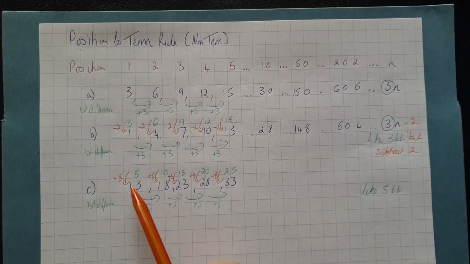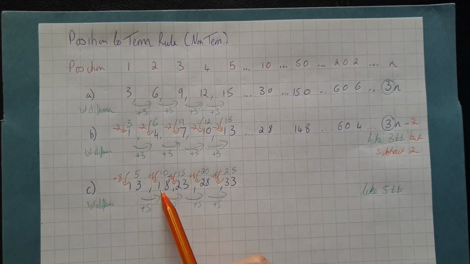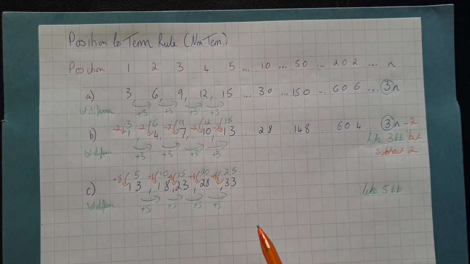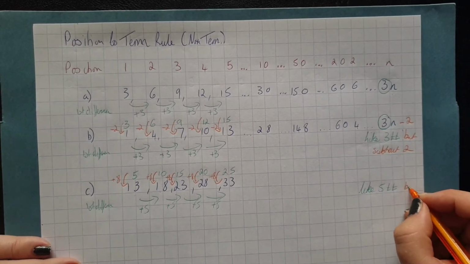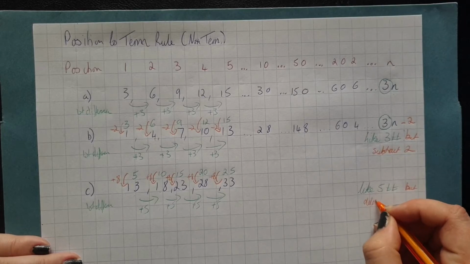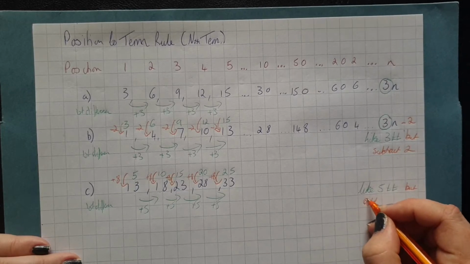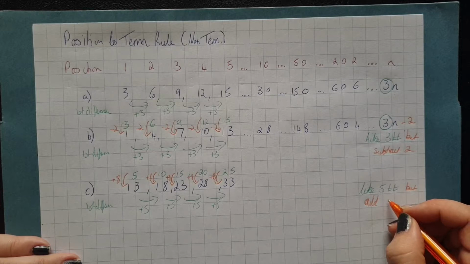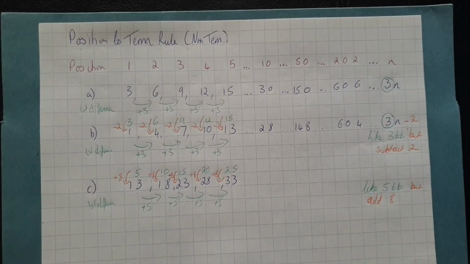Right, so part 2, we're adding 8. Just to recap, 5 to 13, add 8, 10 to 18, add 8, 15 to 23, add 8. So we can say it's like the 5 times table, but we're adding 8. Clearly see. We can use this rule in words to go from the position to the term.